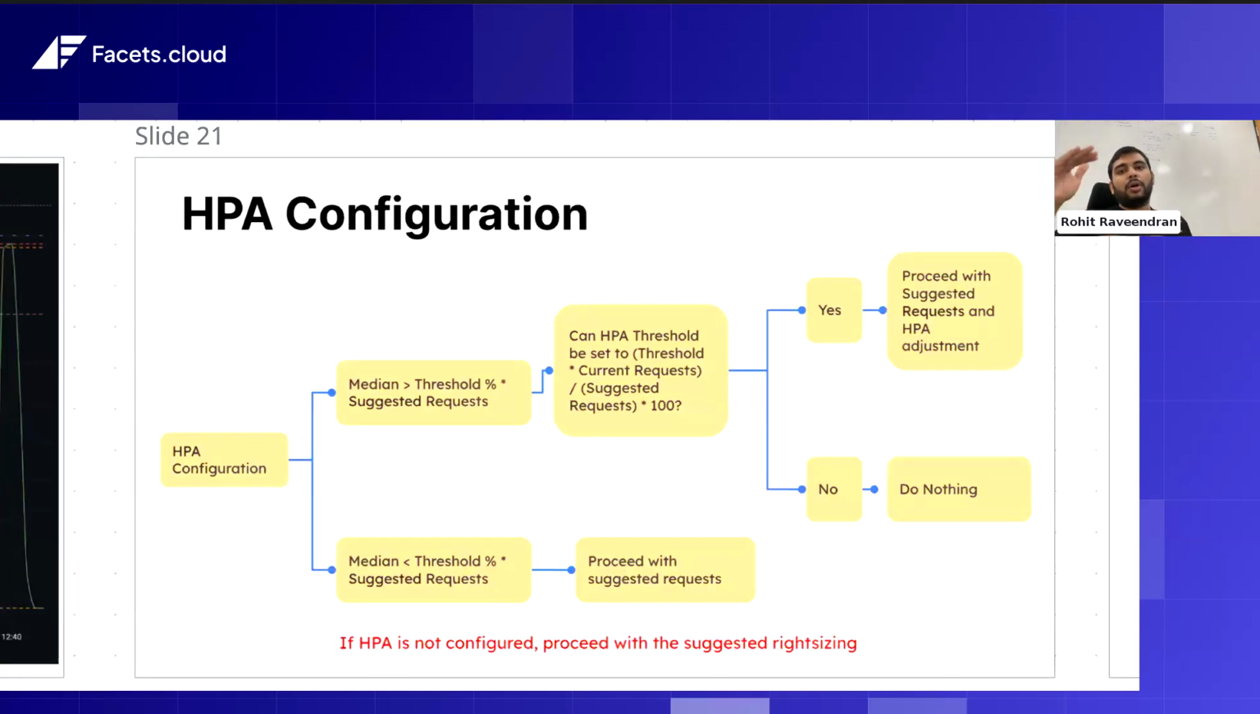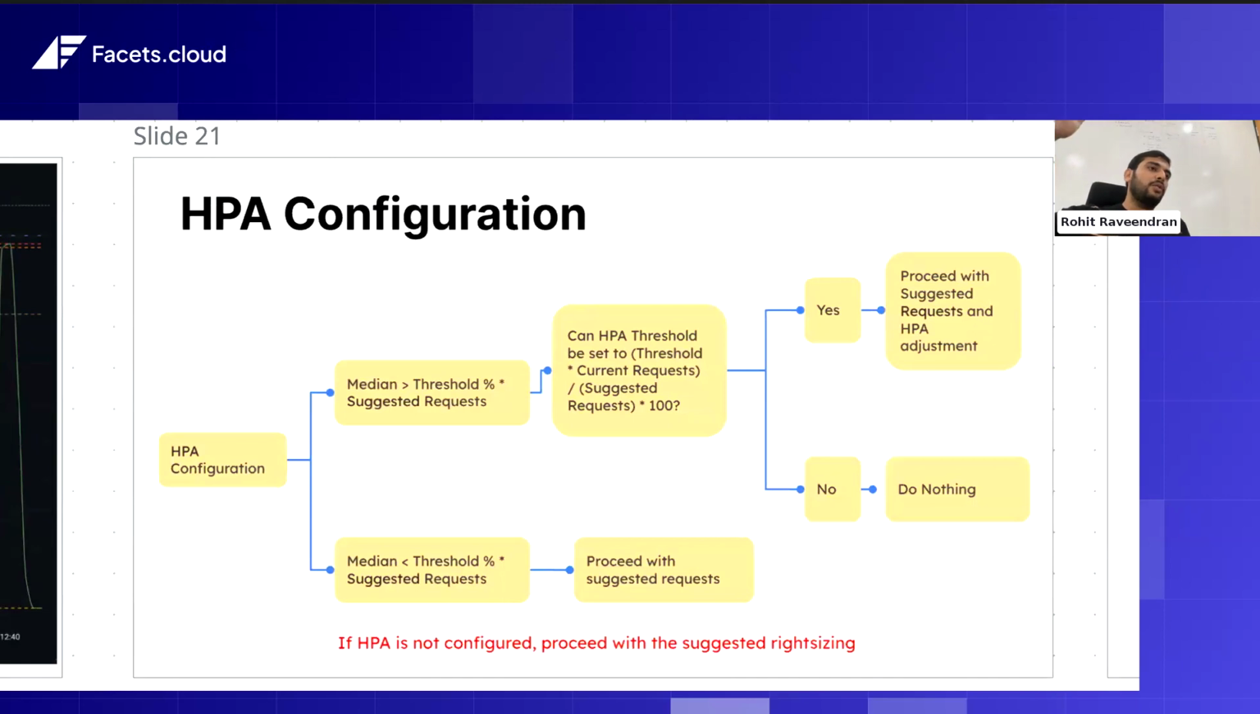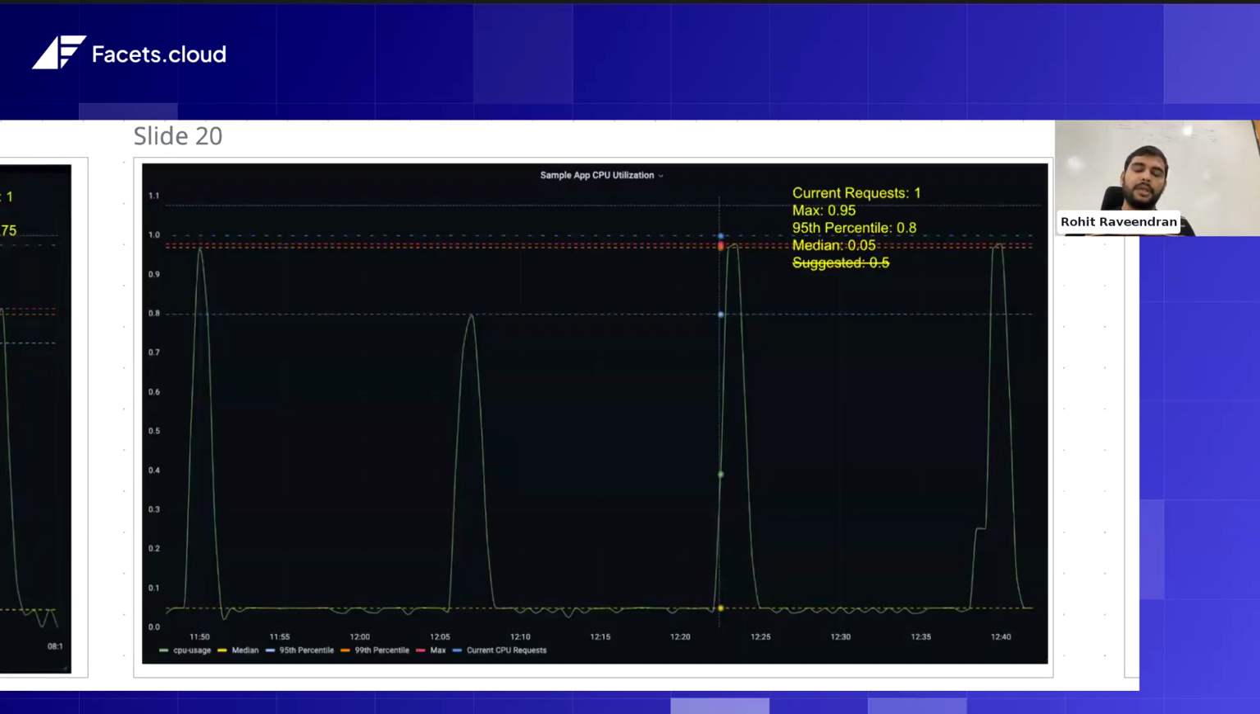Now that you have covered all the three different scenarios: the most common scenario is where your max itself is well below your request. Second is that the percentile that you're tracking, which eliminates the burst, is well below the threshold that you have configured. And the third is that you would want to bring the median utilization head and shoulders above a minimum threshold, right? So these are the three different tracks that you can take to come up with a suggested number.